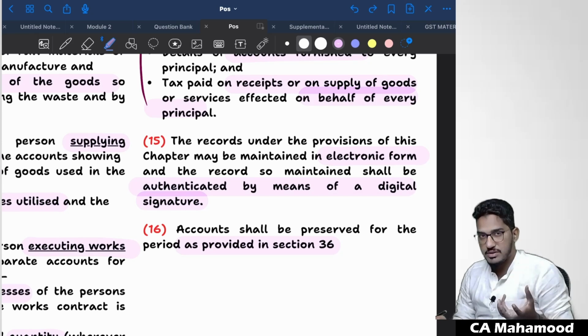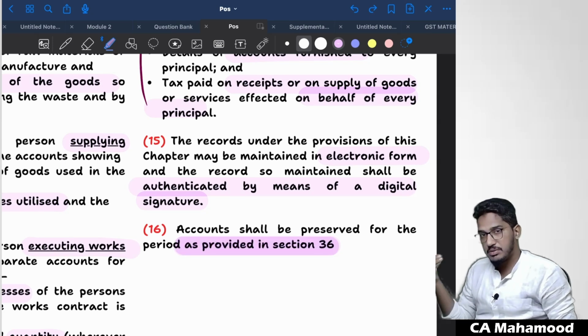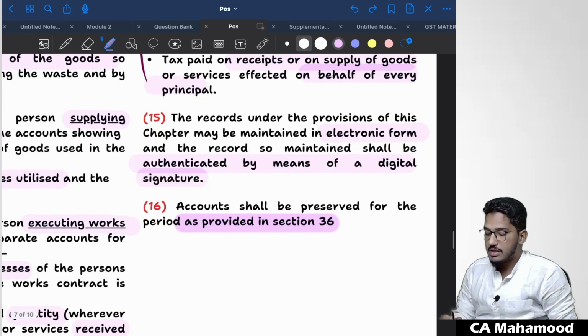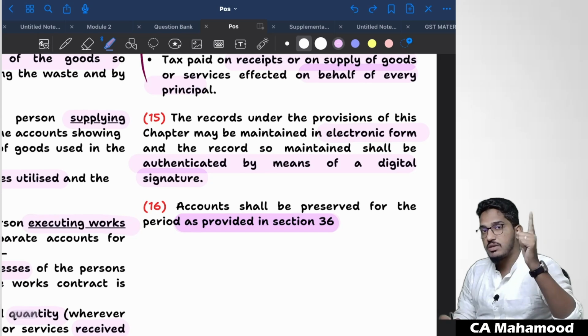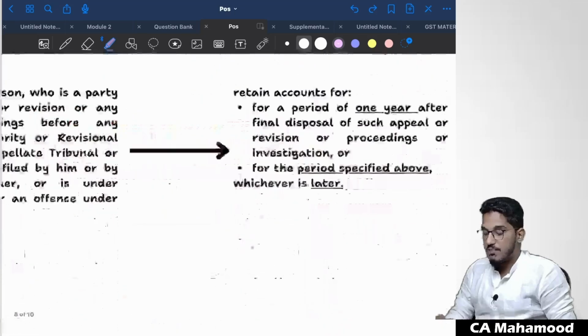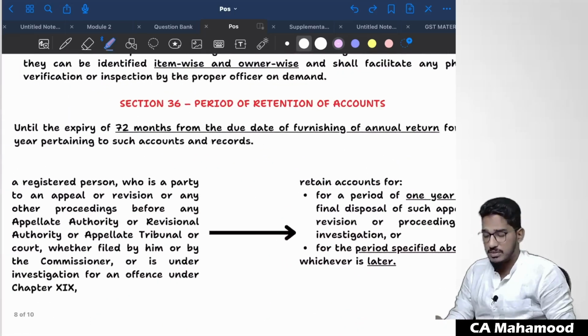Sir, how long do I have to preserve it? For lifelong should I preserve? No. For how long you have to preserve it, that time limit has been prescribed in section number 36. So now let us go to section number 36 and try to understand how long I need to preserve those accounts, records and documents. Under sub rule number 16 of rule number 56, whatever accounts you are maintaining should be preserved for the period as mentioned in section number 36. Let us see what is the time period given under section number 36.